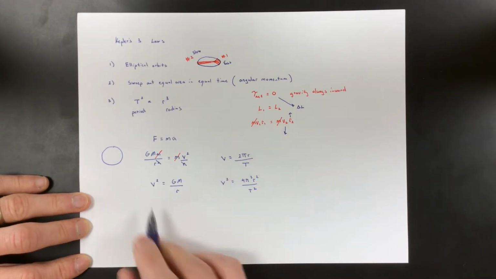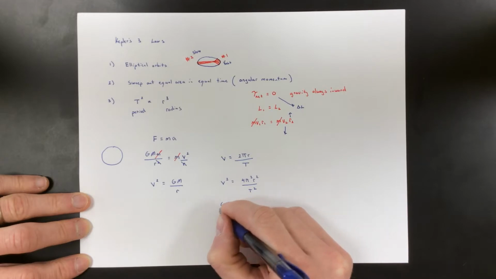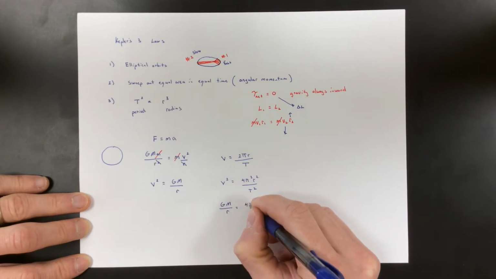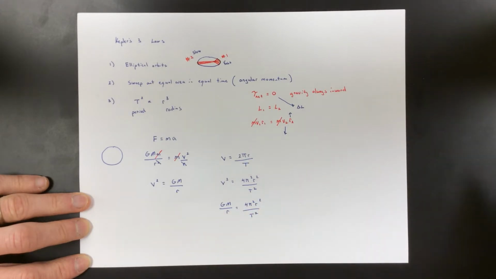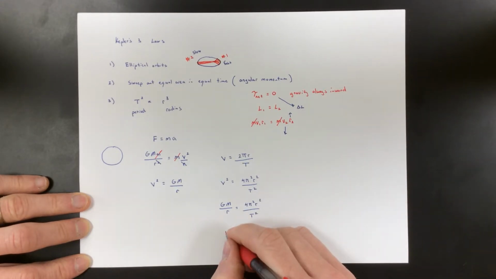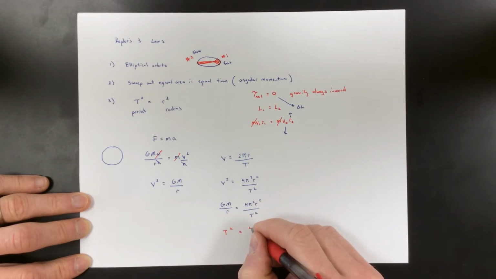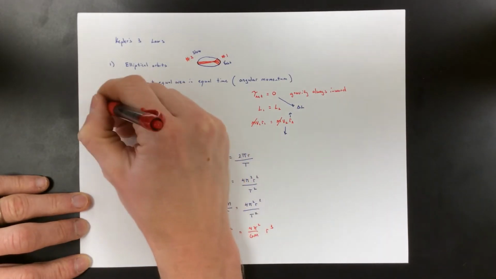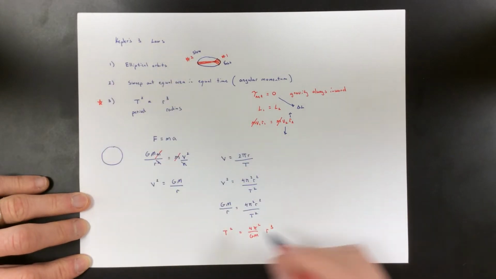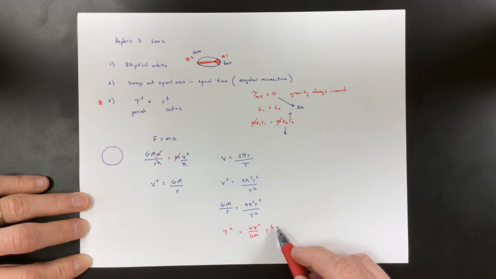And then let's go ahead and make a substitution. We know that v squared equals this. So we get GM over r equals 4 pi squared r squared over T squared. And then if I move everything, T squared is equal to 4 pi squared over GM times r cubed, and bingo. We have shown that the period is proportional to r cubed.